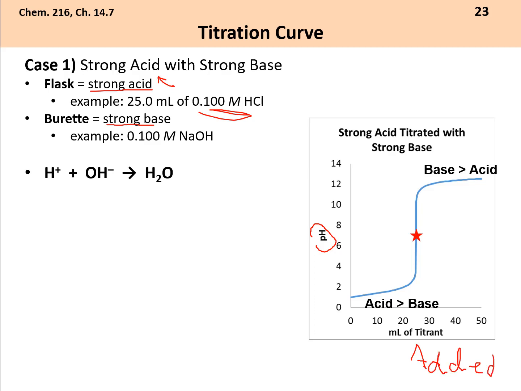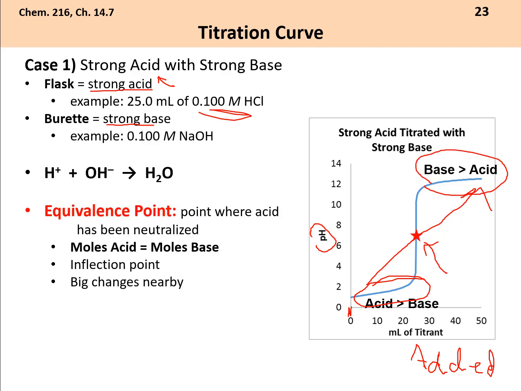When I've added 0 mLs, this is the starting point, okay? Notice, at the very beginning, I start off with acid. That's why my pH is very low. As I add base, my pH is going to increase, okay? And it goes through this curve here, right? In the first part, I have a lot more acid than base. Then I have a lot more base than acid. And right in the middle, that's where we have the equivalence point, okay? It's where the moles of acid equals the moles of base, okay?